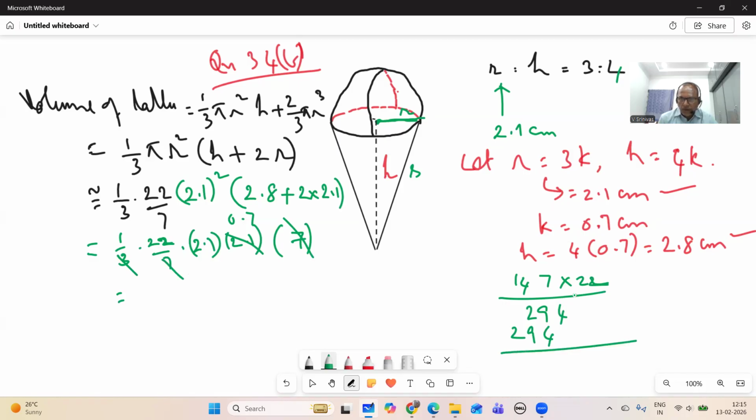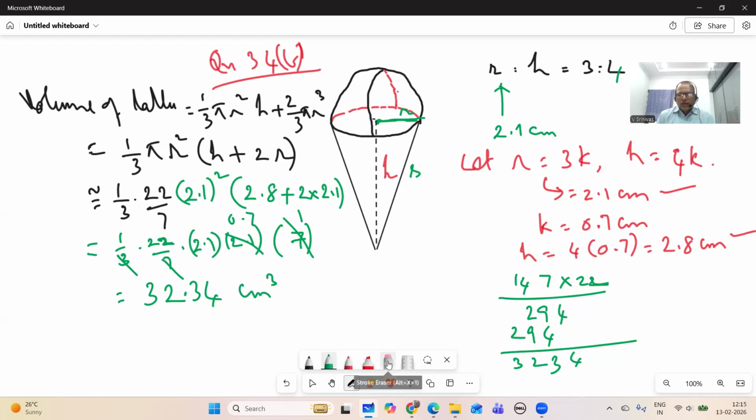Add this, 32, 32, 34. How many decimal points are there? One decimal place, two decimal places. It is 32 points. One decimal place, and this is 1, one more decimal place, so 2 decimal places will be in the product. So that is 32.34 centimeter cube. This is volume, so centimeter cube will be the unit.